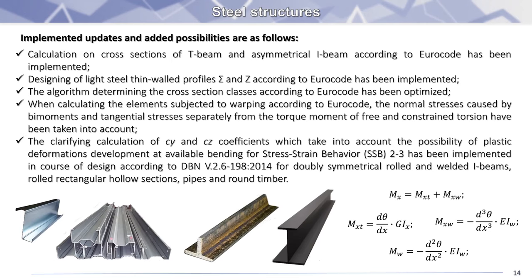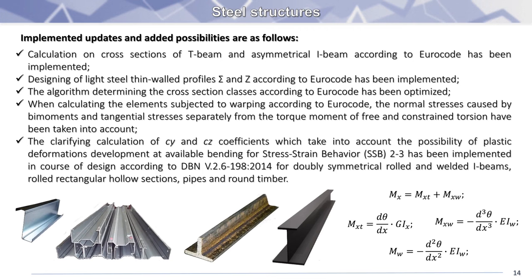Steel structures. Implemented updates and added possibilities are as follows. Calculation of cross-sections of T-beam and asymmetrical I-beam according to Eurocode has been implemented. Designing of light steel thin-walled sigma profiles and Z-profiles according to Eurocode has been implemented. The algorithms determining the cross-section classes according to Eurocode have been optimized. When calculating the elements subjected to warping according to Eurocode, the normal stresses caused by beam moments and tangential stresses separately from the torque moment of free and constrained torsion have been taken into account.